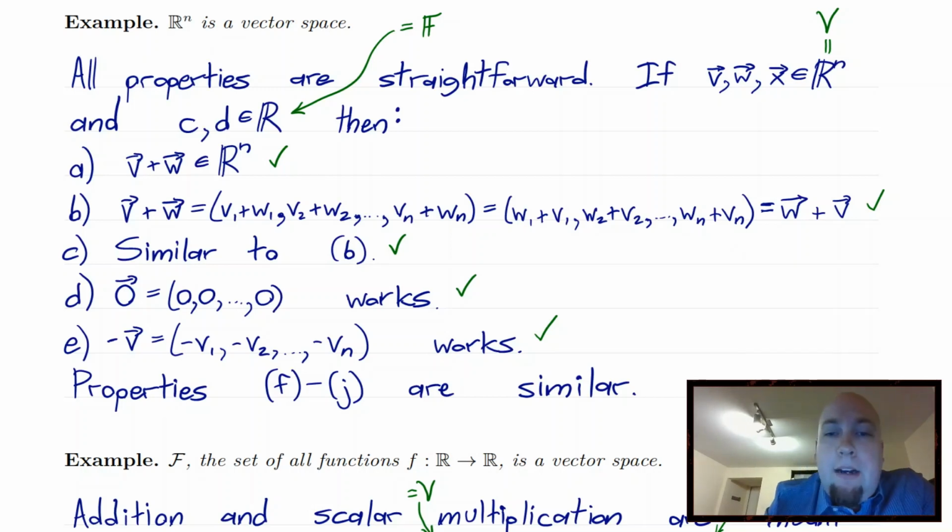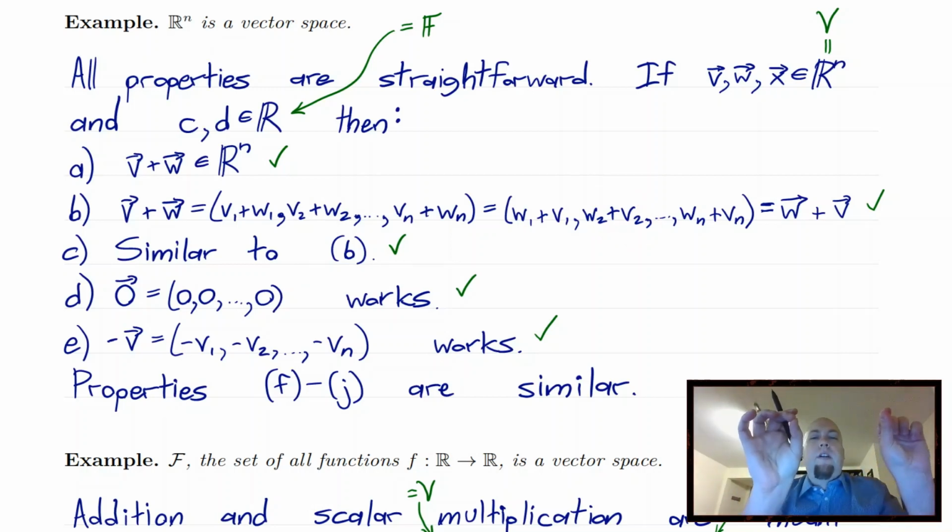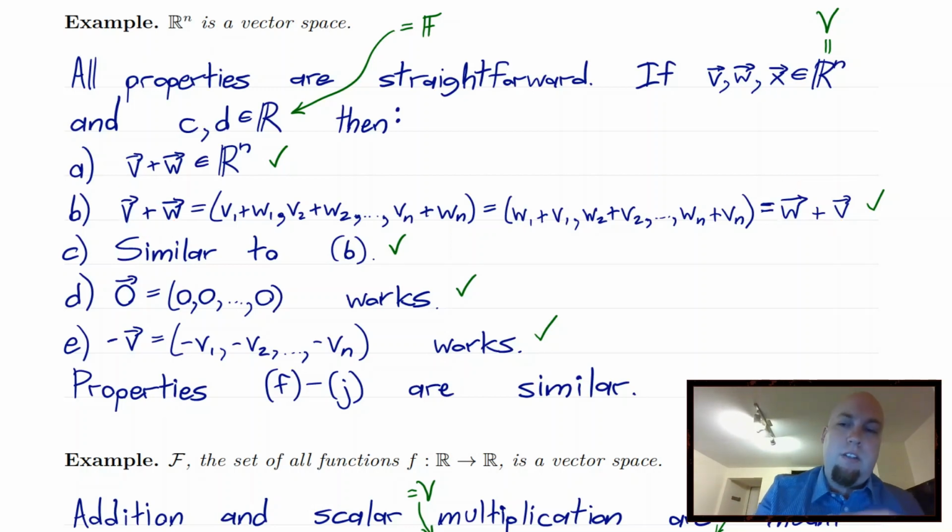Okay, but now how do we show that these two are equal? Well, all of these entries are just real numbers, right? V1 is a real number, W1 is a real number, and we know that real number addition is commutative. So you can just swap the order here. V1 plus W1 is W1 plus V1. Similarly, V2 plus W2 is W2 plus V2, and so on. So we just use commutativity of real number addition to get commutativity of vector addition out of that. So property B holds there.